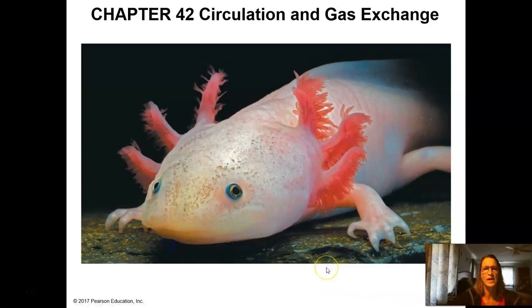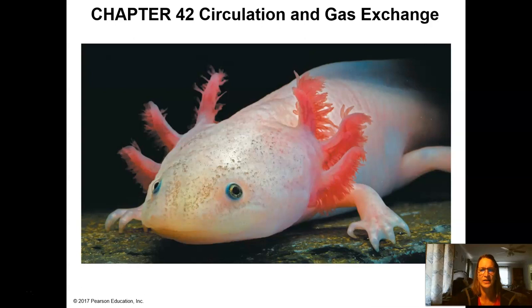Hi, everybody. So we are talking about circulation and gas exchange. This is chapter 42 in your book. This is a picture of a type of salamander called an axolotl. And one reason why I'm showing you this picture is because you can see sort of the two systems that we're working with. Circulation, which is like our cardiovascular system, our blood and heart and veins and arteries and all that, and our gas exchange system, which is like respiration and breathing.